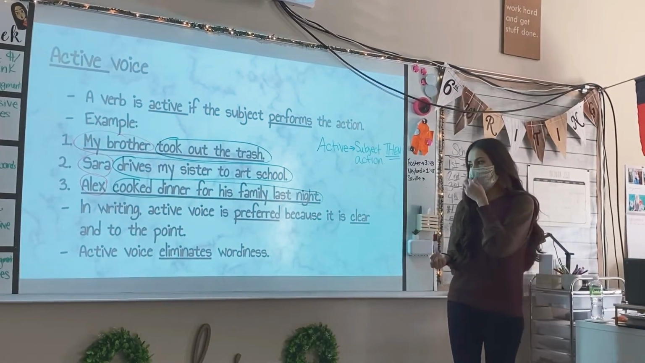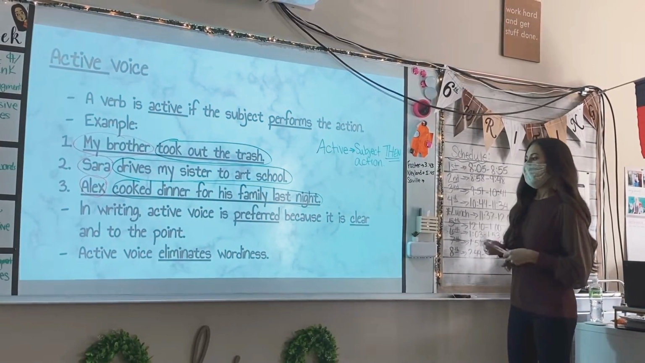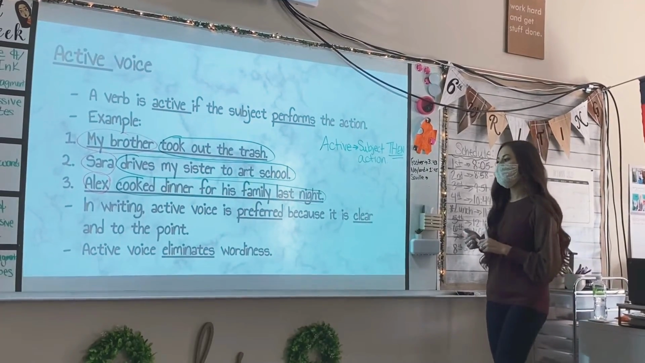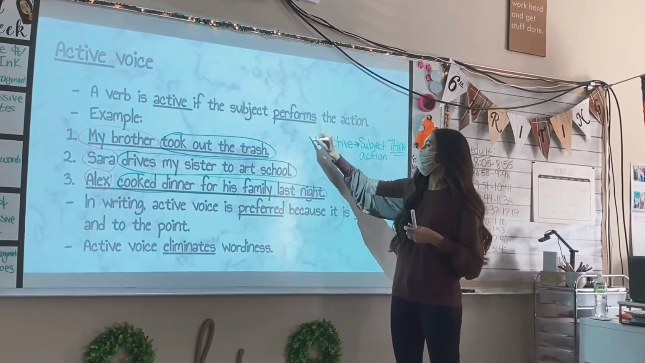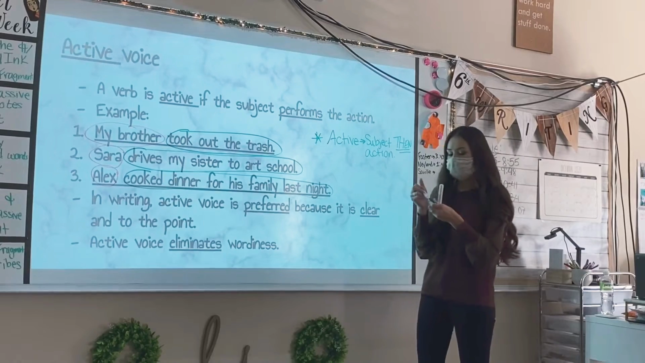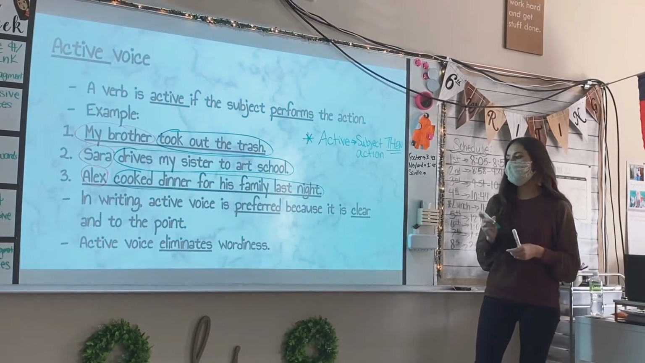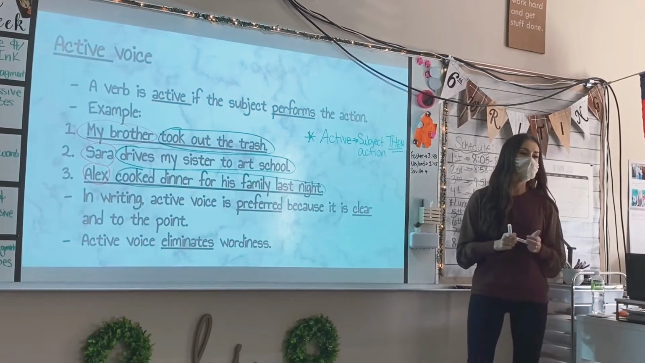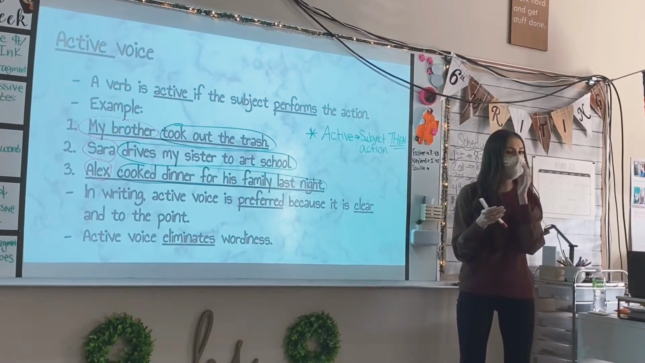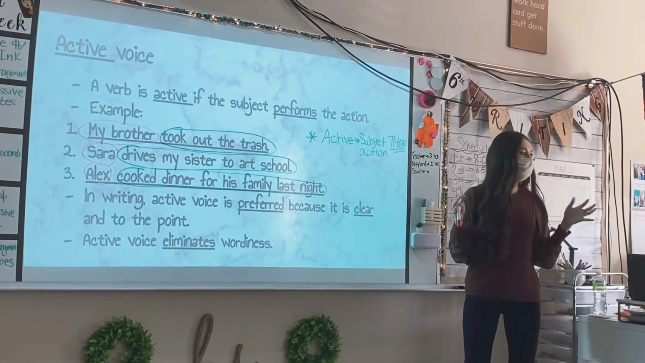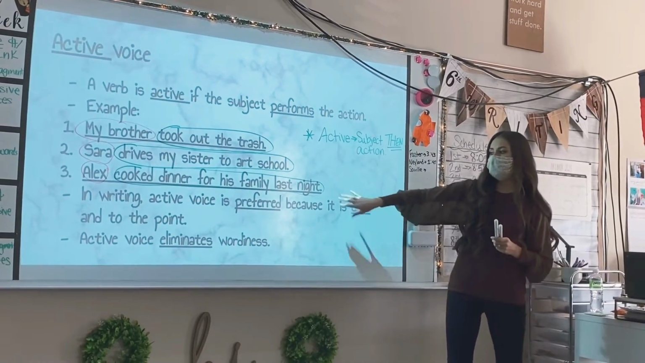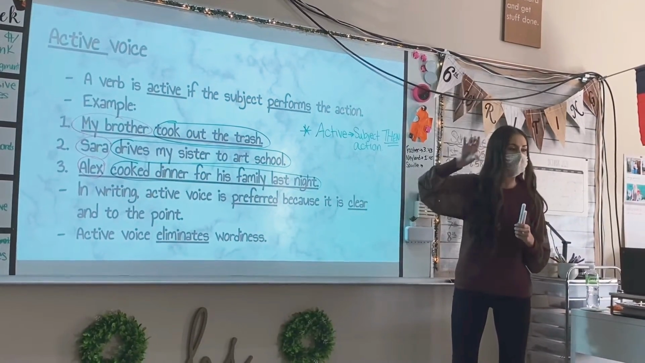Okay? So in writing, active voice is preferred because it's clear and to the point. So active voice is the main type of voice you want to write in. Okay? And it also eliminates wordiness. So with active voice, it's very straight to the point. You can still have all of your details, but it just makes more sense when it's in this kind of order. Okay?